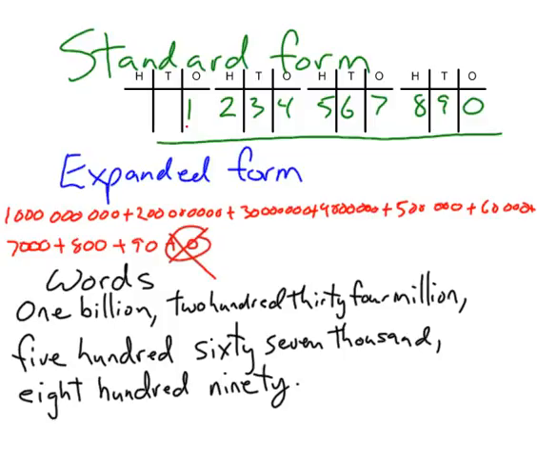So words are just writing down the words. Standard form is just writing down the numbers. Expanded form is writing down the value of every number. Now, I'd like you to take a minute and actually write this down, please, in your notebooks. Standard form, expanded form, and words. Hit pause on the recorder while you do that.